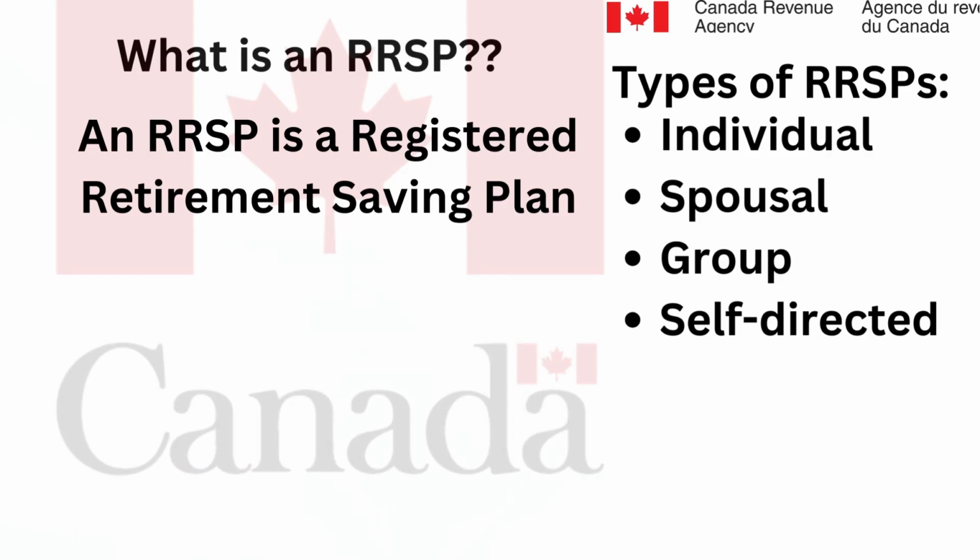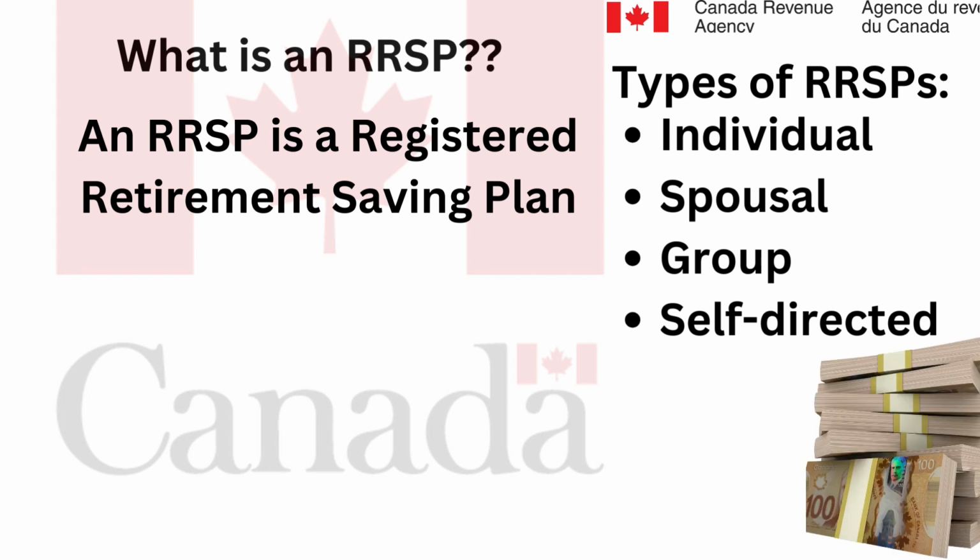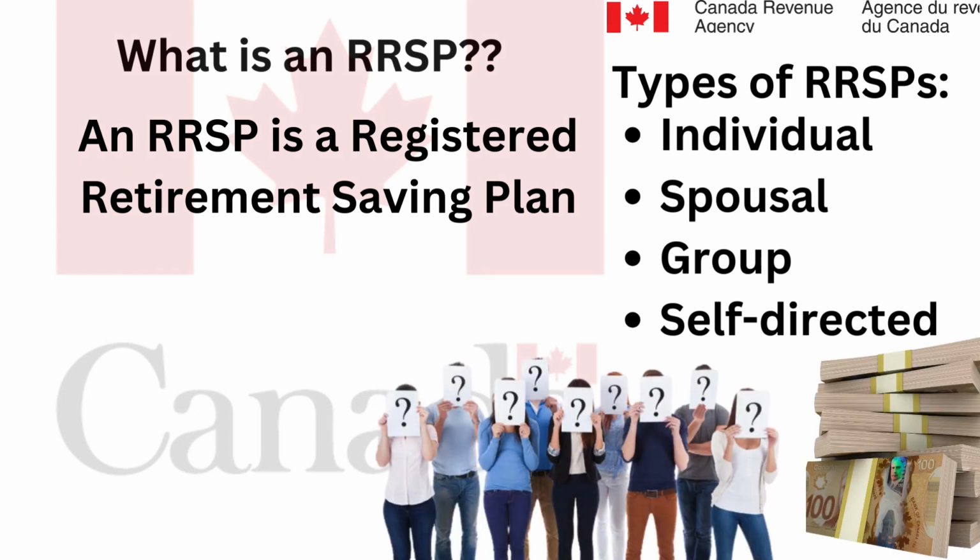Now, you might be saying to yourself, what is an RRSP? An RRSP is a registered retirement savings plan. The idea is that you are putting money into this special account, which will be used for you in your retirement when you are not working anymore. So let's say you retire at age 65, you would then start withdrawing the money from this account at age 65 as your income because you're no longer working.